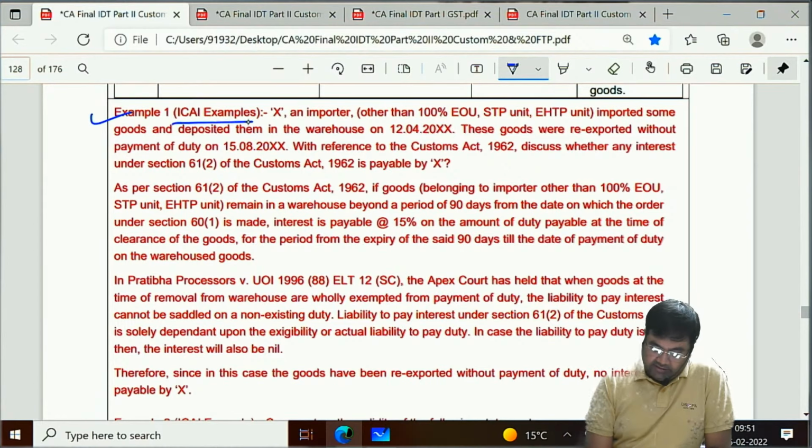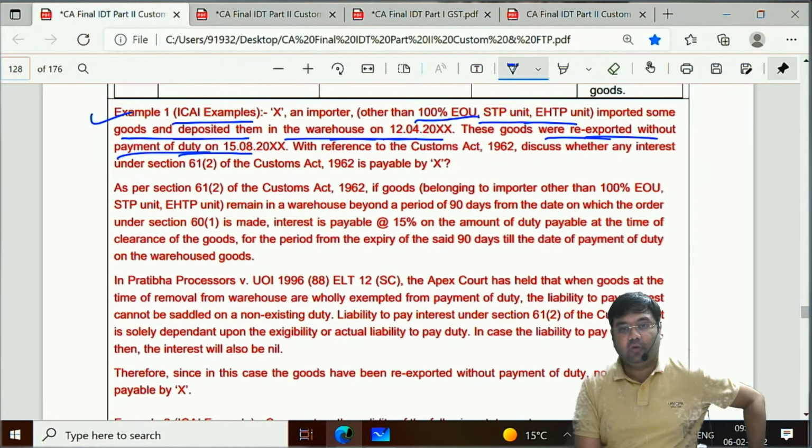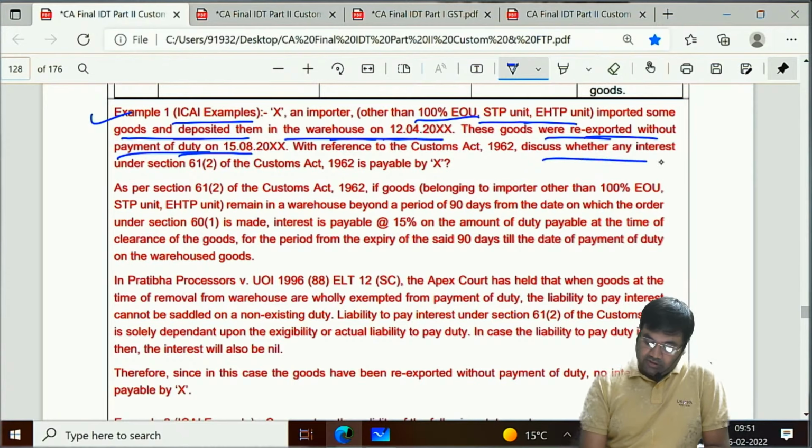Example 1, ICAI example. X, an importer other than a 100% EOU, STP unit or ESTP unit, imported some goods and deposited them in the warehouse on 12/4. These goods were re-exported without payment of duty on 15/8. It is re-exported without payment of any duty because on export there is no duty, if those items are not subject to export duty. So discuss whether any interest under section 61(2) of the Customs Act needs to be paid by X.